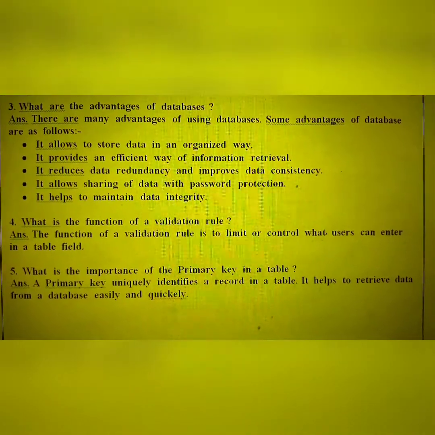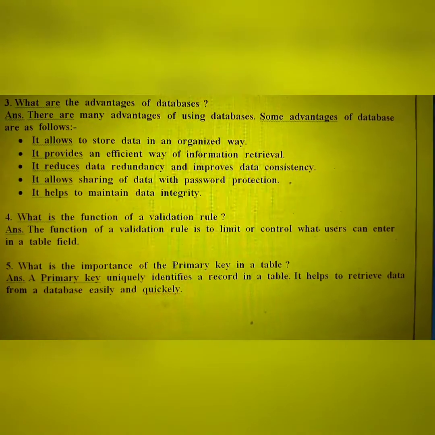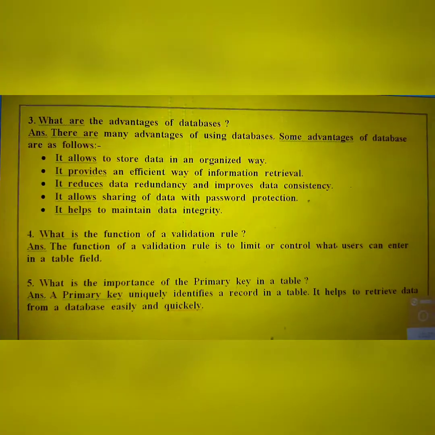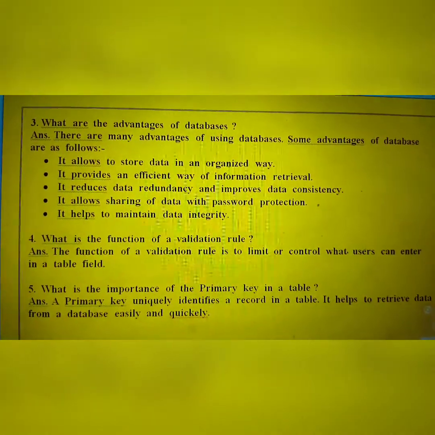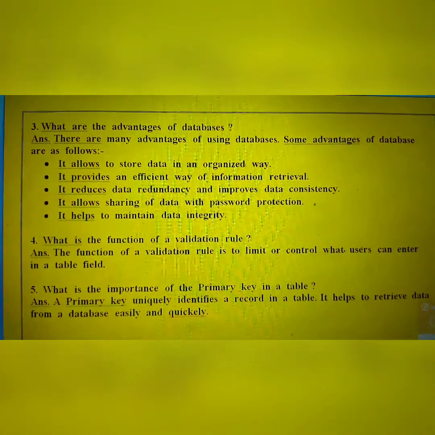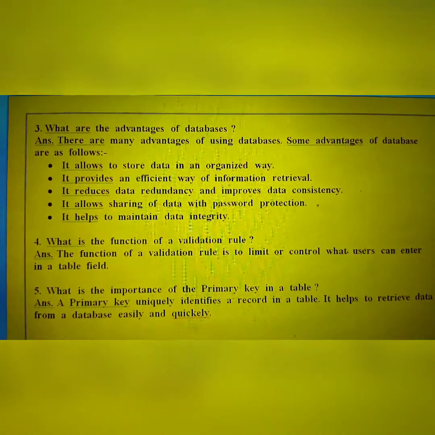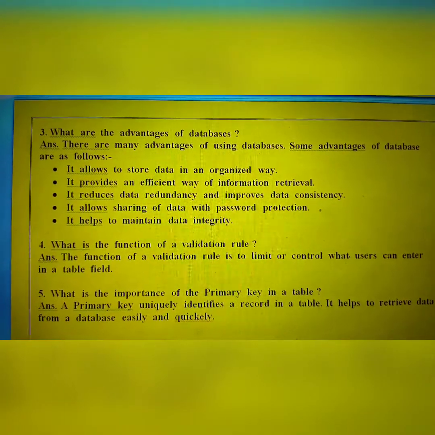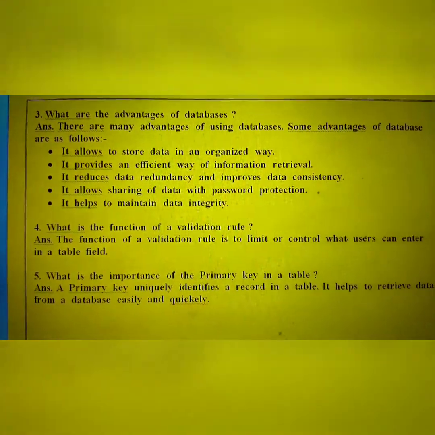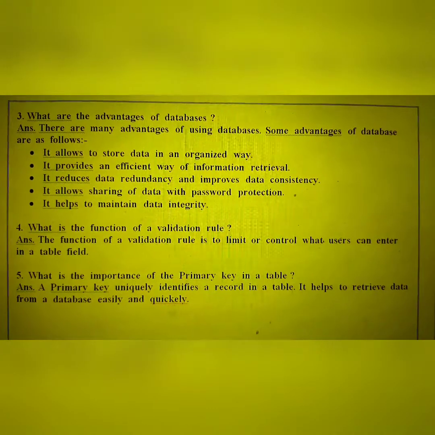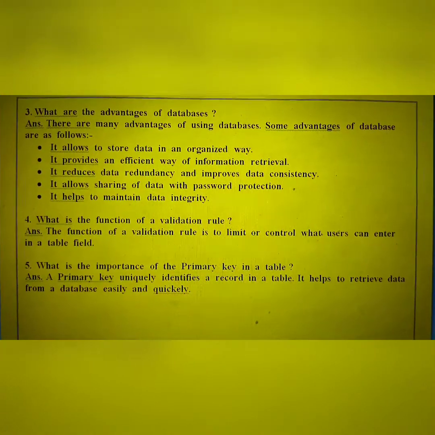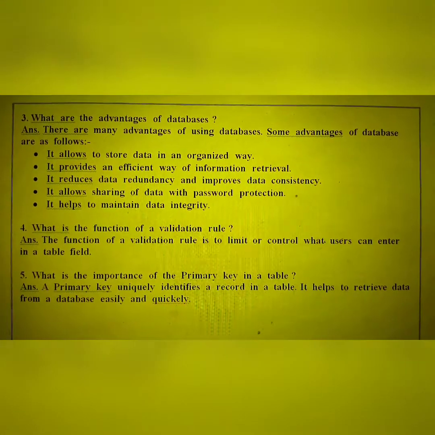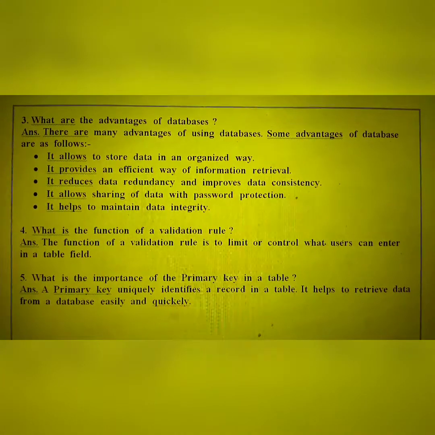The fourth is, what is the function of validation rule? The function of validation rule is to limit or control what a user can enter in a table field. Last question is, what is the importance of the primary key in a table? So a primary key uniquely identifies a record in a table. It helps to retrieve data from a database easily and quickly. So student, complete all this worksheet number 4 and 5 in your notebook.